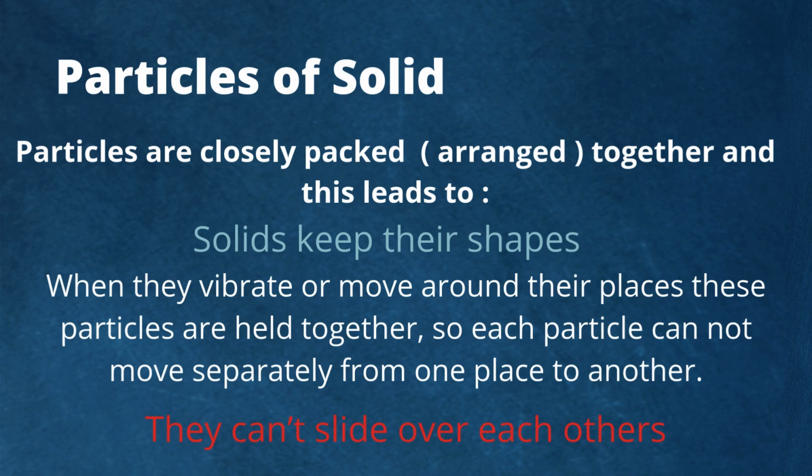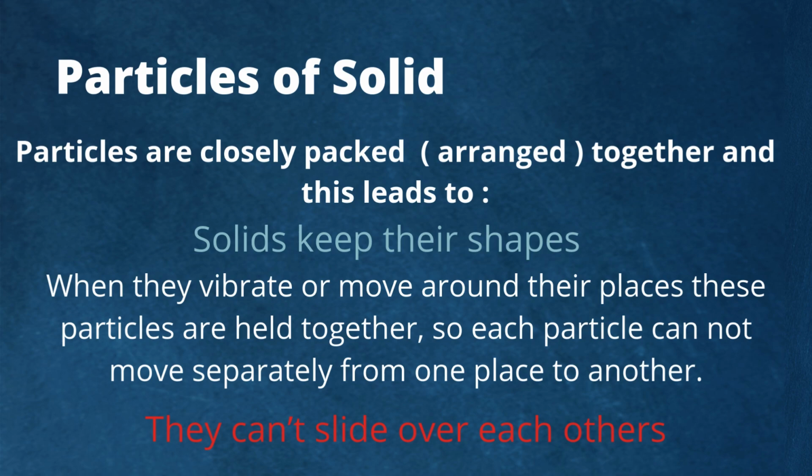So we can summarize the particles of a solid as closely packed, or tightly packed, or closely arranged together, and this leads to the result that solids keep their shapes, as the particles only vibrate or move around their places because they are held together very tightly, and each particle cannot move separately. Separately means alone, from one place to another. They can't slide over each other. This is a very important expression here.